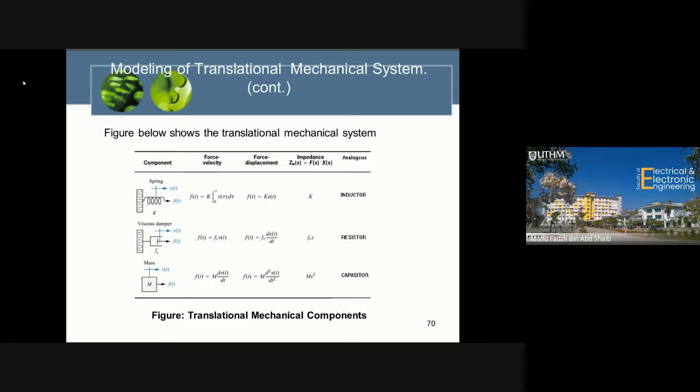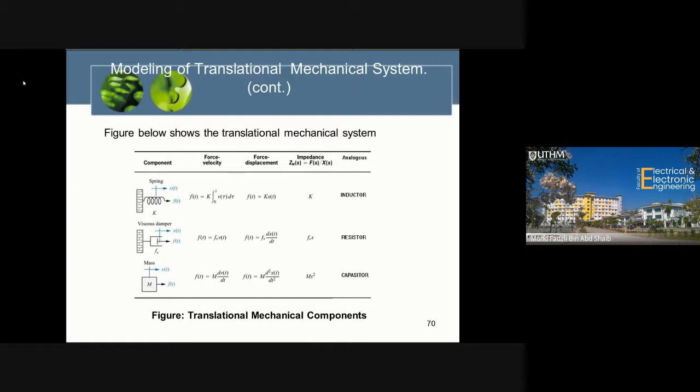Actually, the spring is analogous to the inductor, right? And the damper is FV, and mass is M.